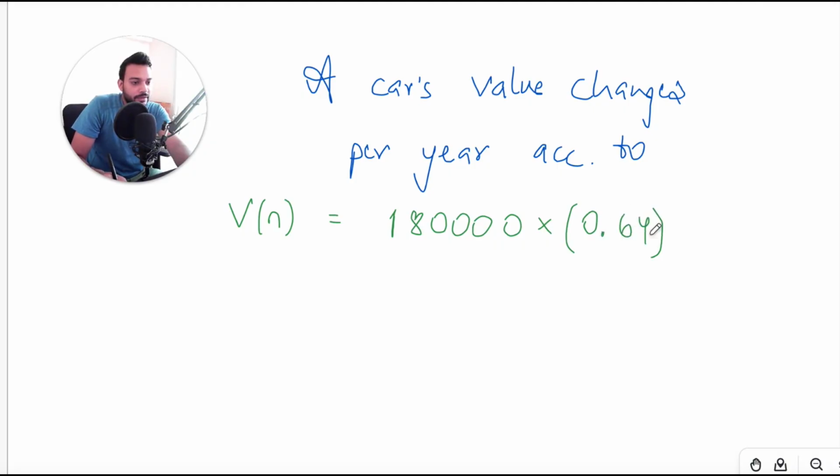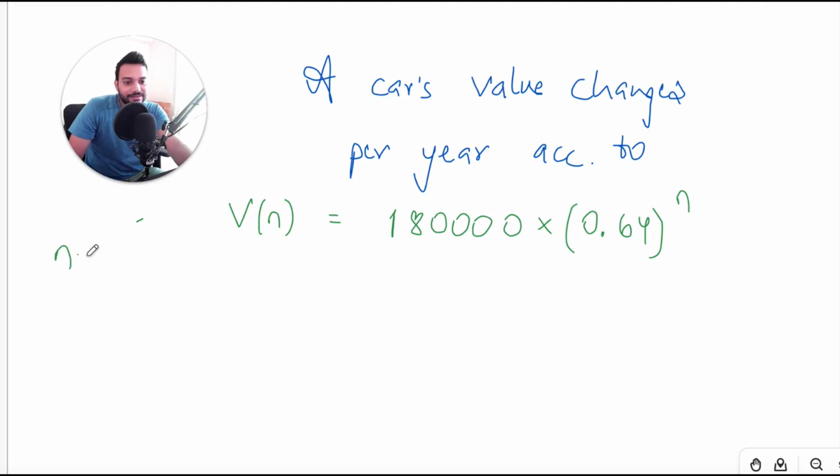0.64 raised to the power n. Okay, so in this function we need to decode what's exactly happening. Is the value increasing, decreasing? What was the initial value? Let's check all those things. So per year it's saying that after n years the value is this.